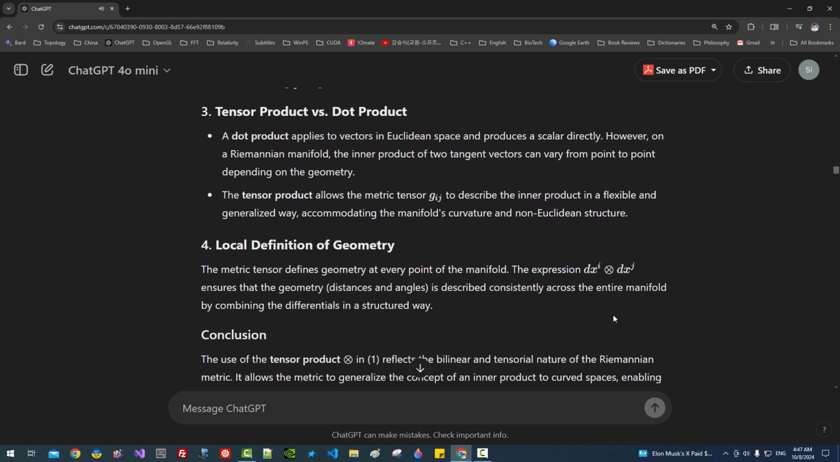3. Tensor product versus dot product. A dot product applies to vectors in Euclidean space and produces a scalar directly. However, on a Riemannian manifold, the inner product of two tangent vectors can vary from point to point depending on the geometry. The tensor product allows the metric tensor g_ij to describe the inner product in a flexible and generalized way, accommodating the manifold's curvature and non-Euclidean structure.